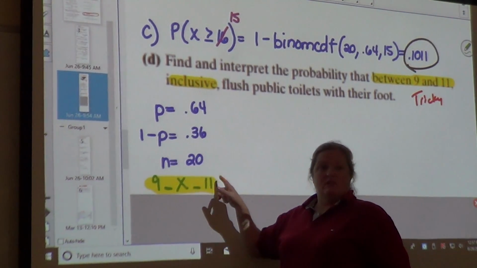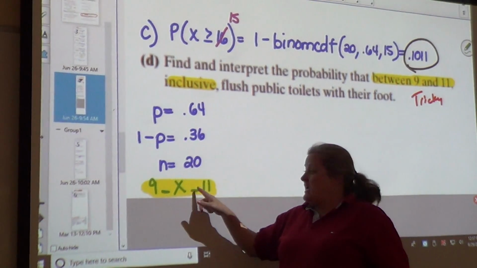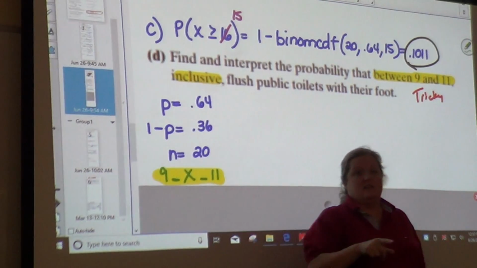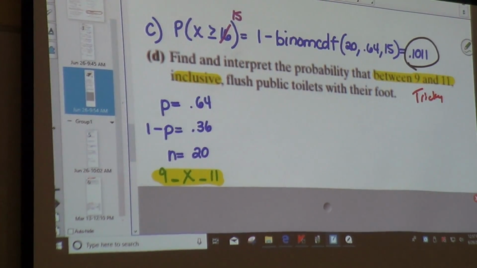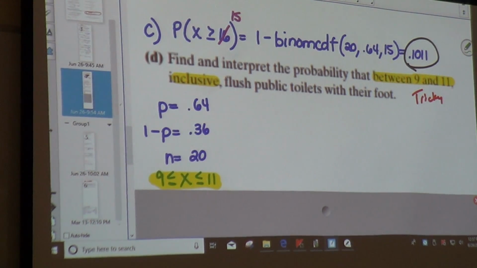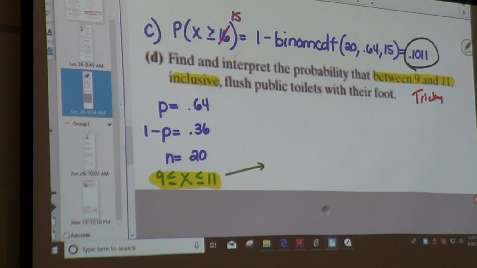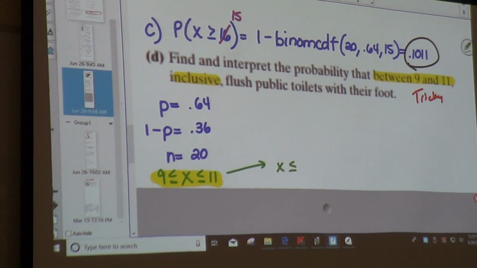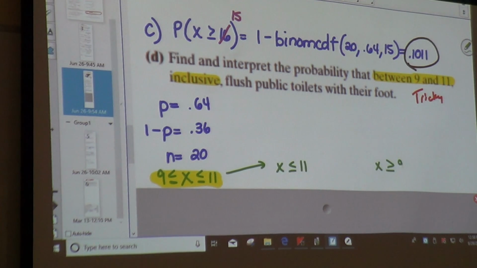X is what to 11? Less than or equal to. X is what to 9? Greater than or equal to. So that's what it's going to look like. Now I'm going to split that up and say that X is less than or equal to 11, and I'm going to say that X is greater than or equal to 9.